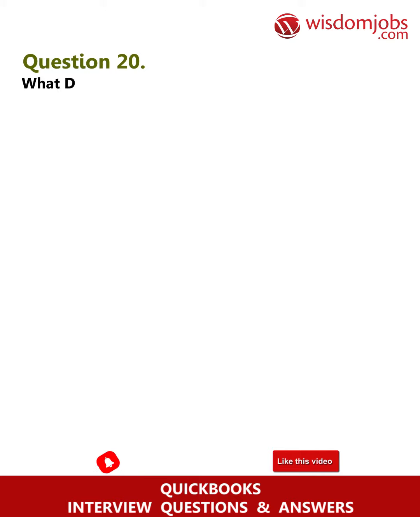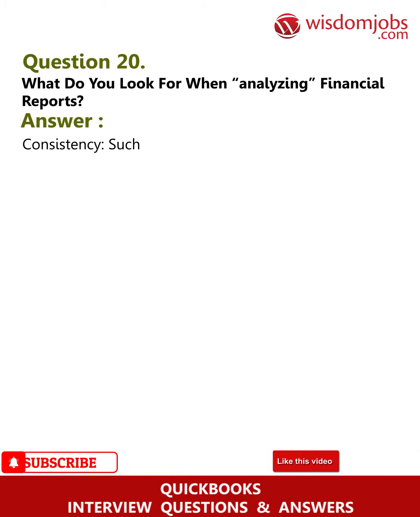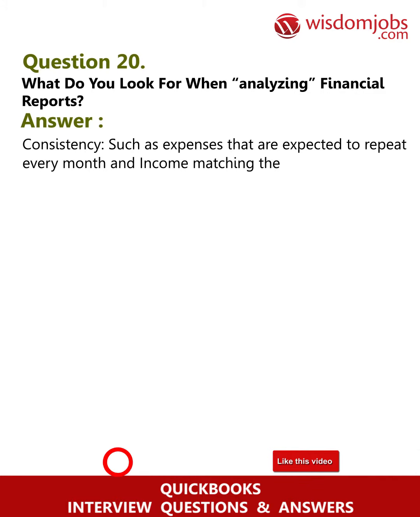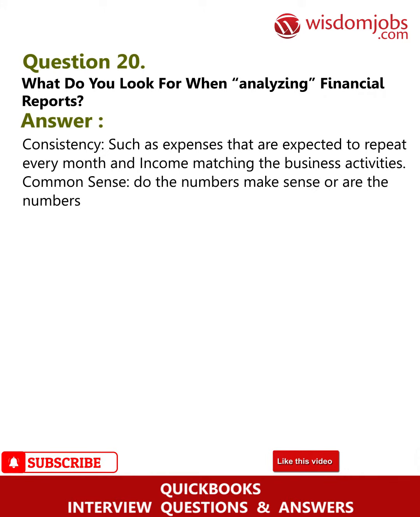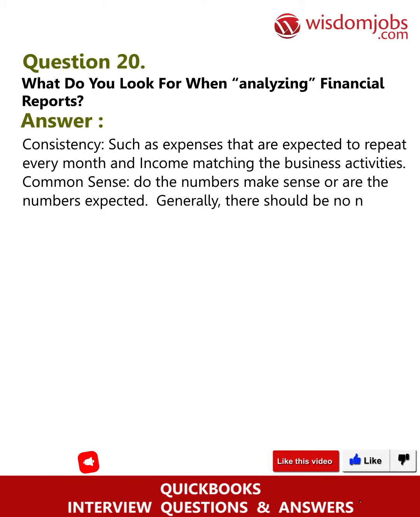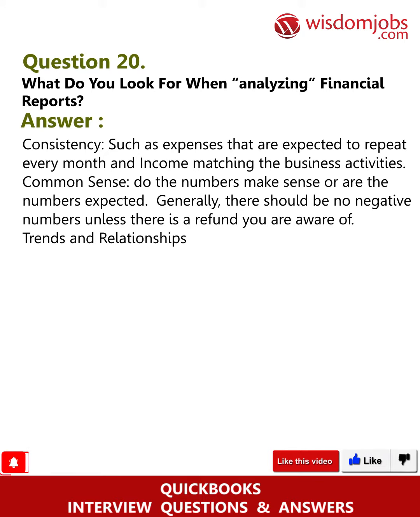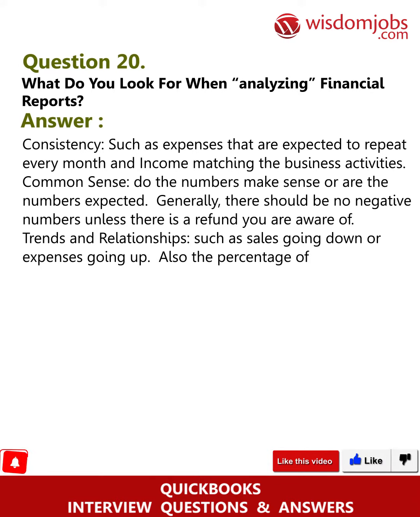Question 20. What do you look for when analyzing financial reports? Answer. Consistency, such as expenses that are expected to repeat every month and income matching the business activities. Common sense. Do the numbers make sense or are the numbers expected? Generally, there should be no negative numbers unless there is a refund. You are aware of trends and relationships, such as sales going down or expenses going up. Also the percentage of direct costs versus revenue, etc.